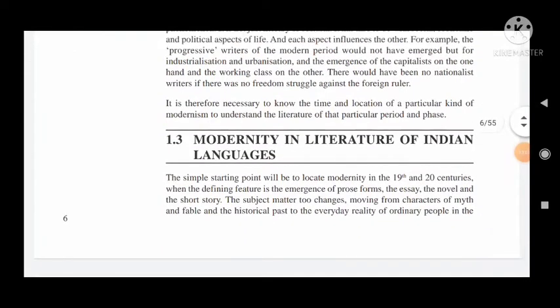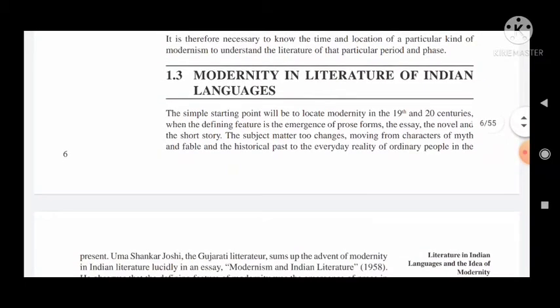It is therefore necessary to know the time and location of a particular kind of modernism to understand the literature of the particular period and phase. So, then come to 1.3.